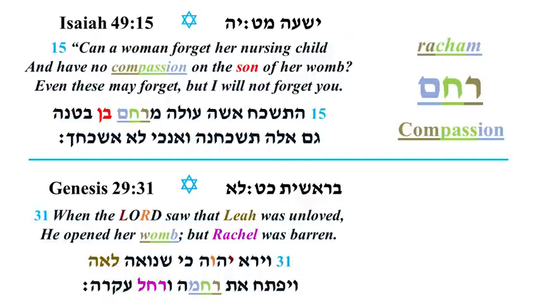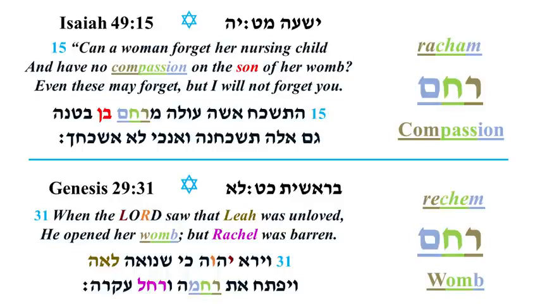And in Genesis 29:31, it says, when Yahweh saw that Leah was unloved, he opened her Rechem, but Rachel was barren. Rechem is womb. Interesting that the word Racham, compassion, mercy, and the word Rechem, womb, are spelled the same, just pronounced different. One means mercy, compassion. One means womb.